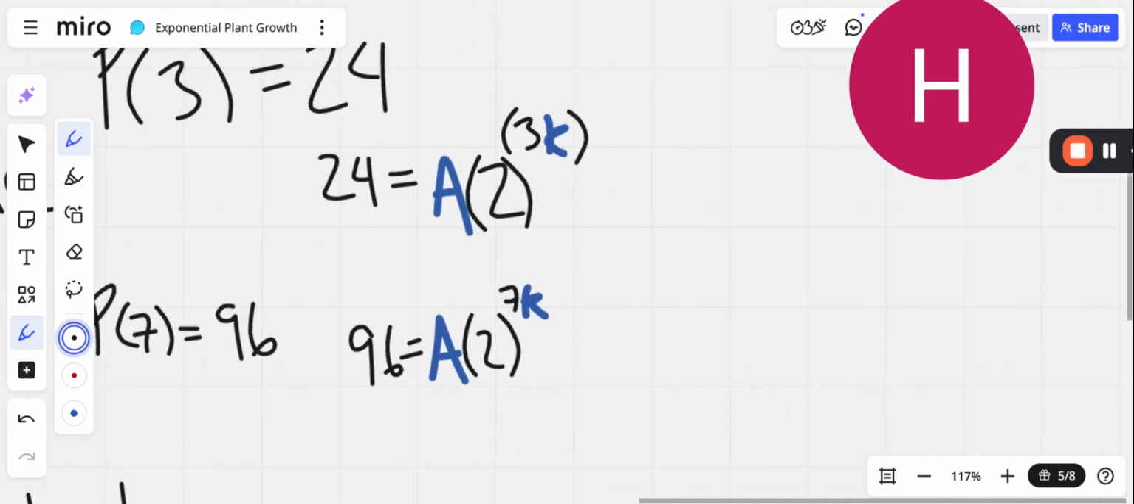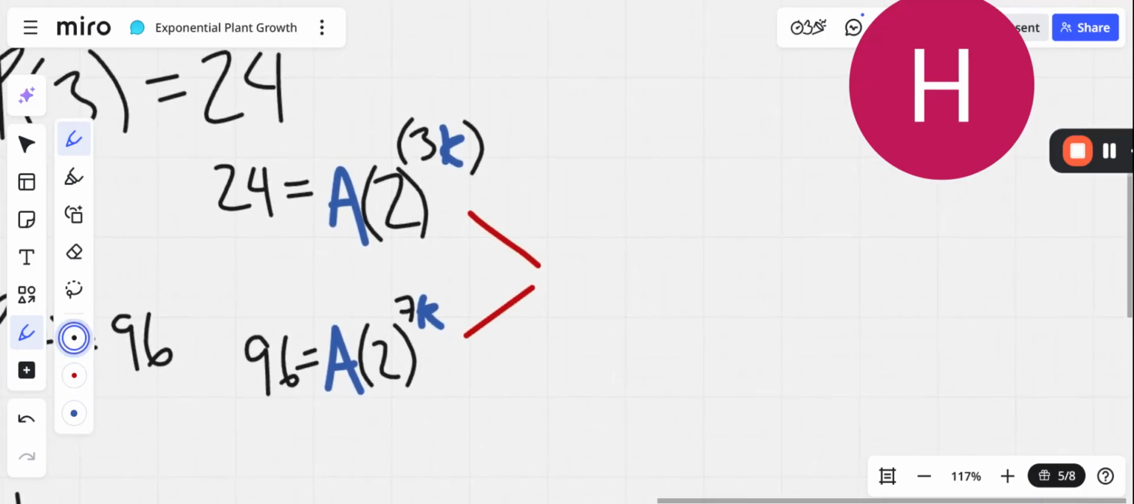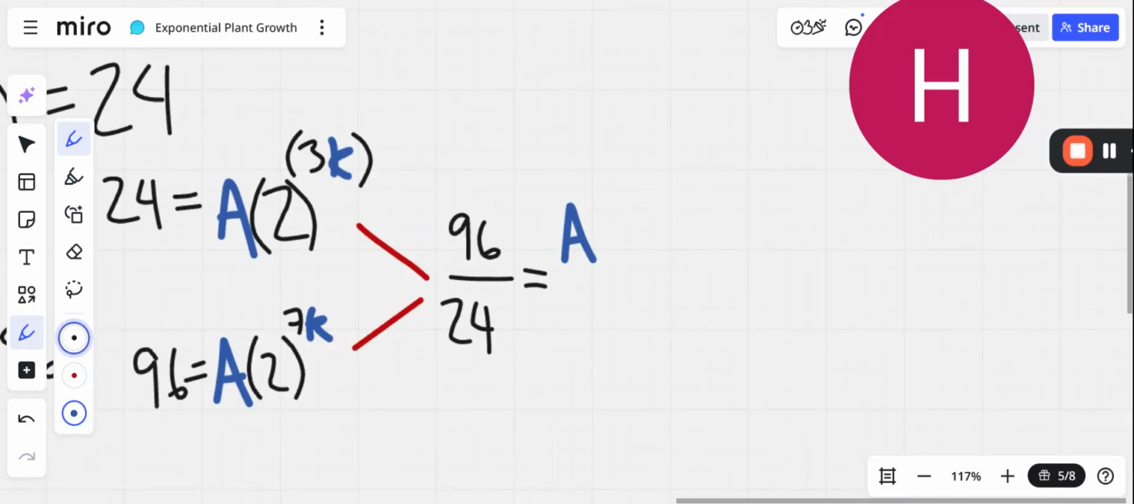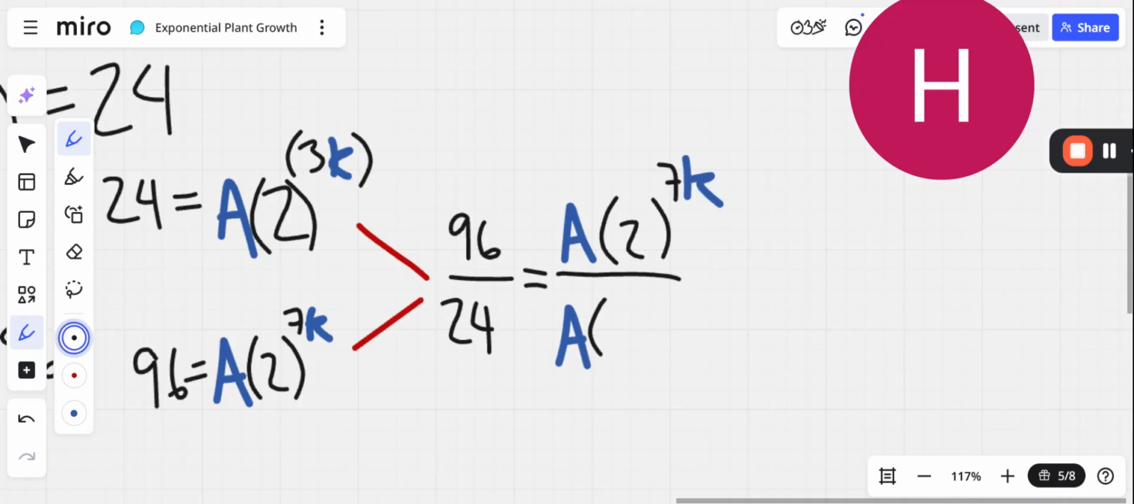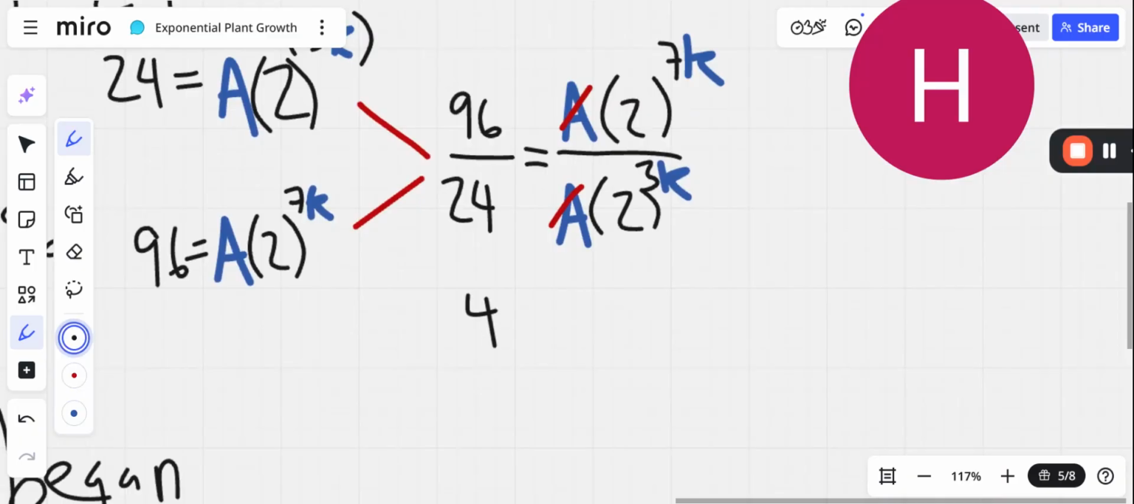All right. How do we solve a system of equations with exponentials? It's different from solving a system of equations that are linear with two variables. We're going to want to divide. So let's take the 96 and divide by the 24, which means we're going to be dividing the bottom equation, which is a times 2 to the 7k, by a times the quantity 2 to the 3k. Okay, so we're dividing two expressions. We can cancel the a's nicely. That's convenient for us. And on the left side, we also get 4.